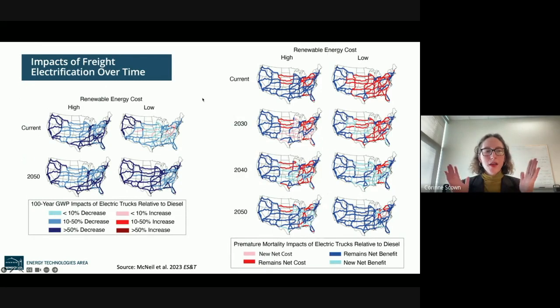Okay, impacts of freight electrification over time. So the way to read this: we did every single year out to 2050, but those would be very large figures. So we're only going to show you points at different decades.